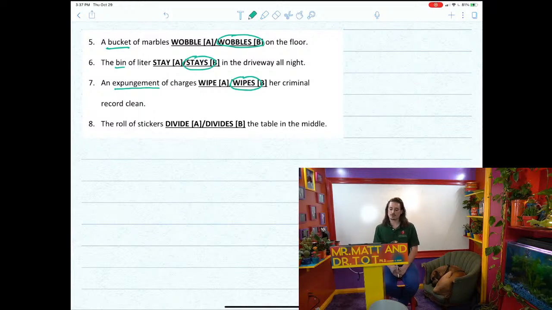And 8, the roll of stickers divide or divides the table in the middle. We have the subject roll, which is a singular subject. Singular nouns do not usually end in S, so singular verbs are the opposite of that. They usually do end in S, so we want the singular verb divides. It's a little counterintuitive. If you have any questions, please let me know.